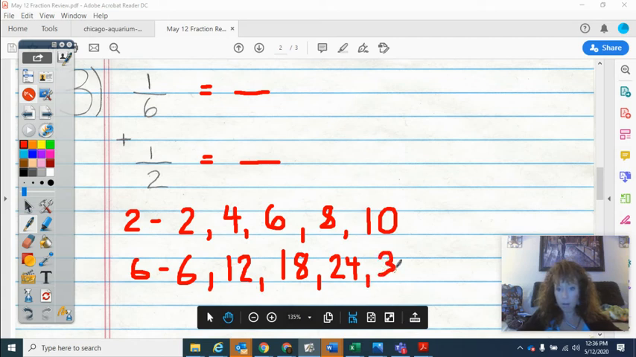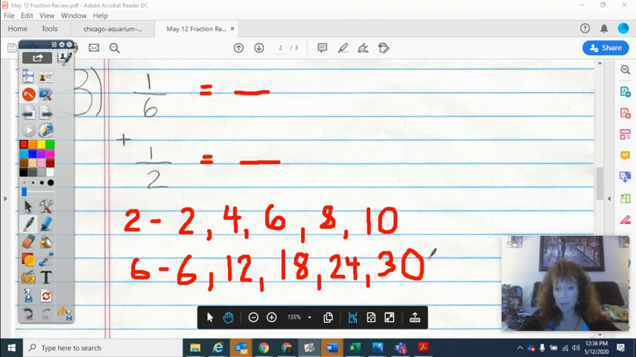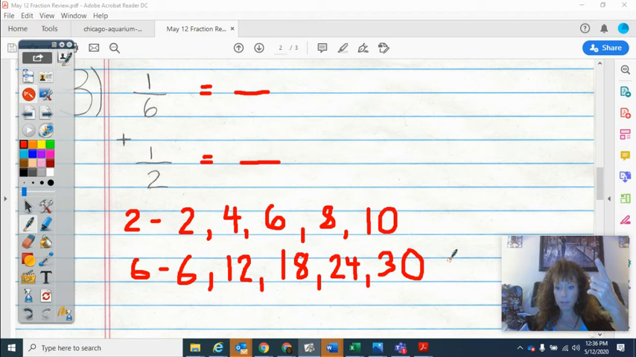Maybe you don't know your multiplication facts. Well, you can count by 6s. Remember, multiplication is just repeated addition. 6 times 5 means I'm just going to add 6 up 5 times. 1, 2, 3, 4, 5, 6, 7, 8, 9, 10, 11, 12, 13, 14, so you can use your fingers, you can use repeated addition.